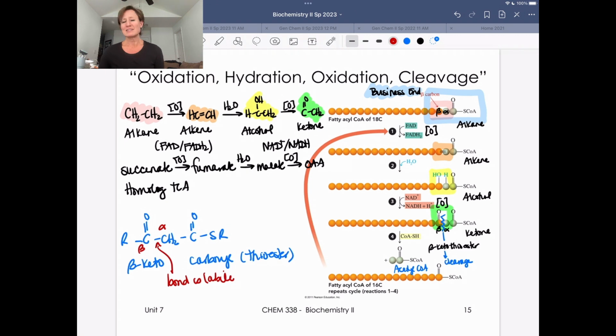So that is a very 30,000 foot view, looking at the oxidation, hydration, oxidation, cleavage chemistry that happens with beta oxidation of fatty acids. Again, under a need state, it's going to be happening in the mitochondria, and it's going to generate acetyl-CoA that can either be used locally by taking it onto the citric acid cycle, or if you are the liver, you can convert that acetyl-CoA into ketone bodies, which then can be exported to other cells for use as a hydrophilic circulating fuel.